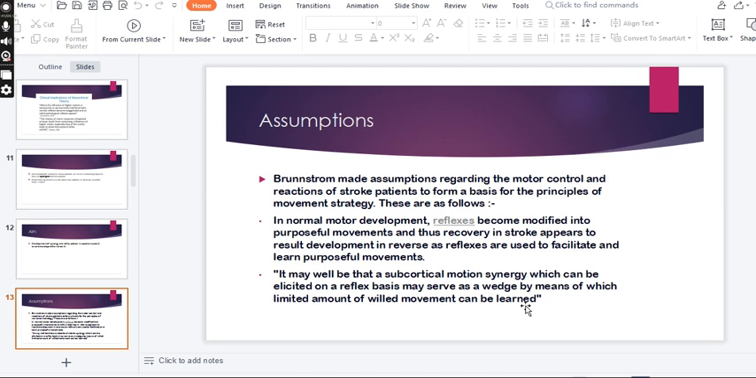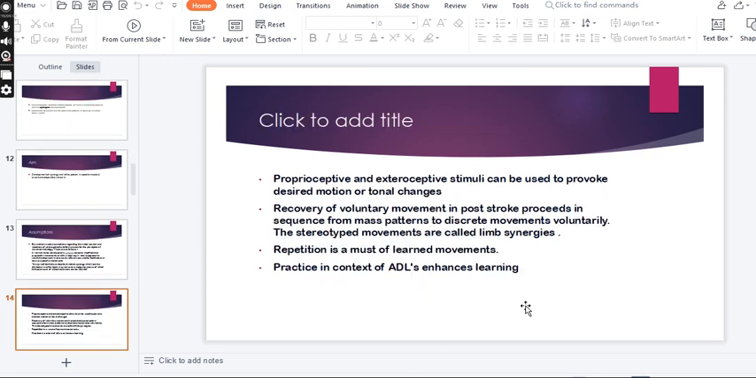There are some assumptions. Brunnstrom made assumptions regarding motor control and reactions in stroke patients to form a basis for the principles of movement strategies. In normal development, reflexes become modified into purposeful movement, and recovery in stroke appears to result from development in reverse, as reflexes are used to facilitate or to learn purposeful movement. It may well be that subcortical motion synergies which can be elicited on a reflex basis may serve as a wedge by means of which a limited amount of voluntary movement can be learned.